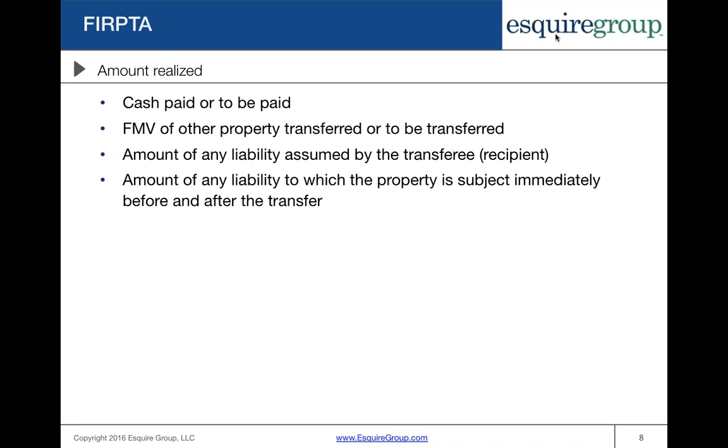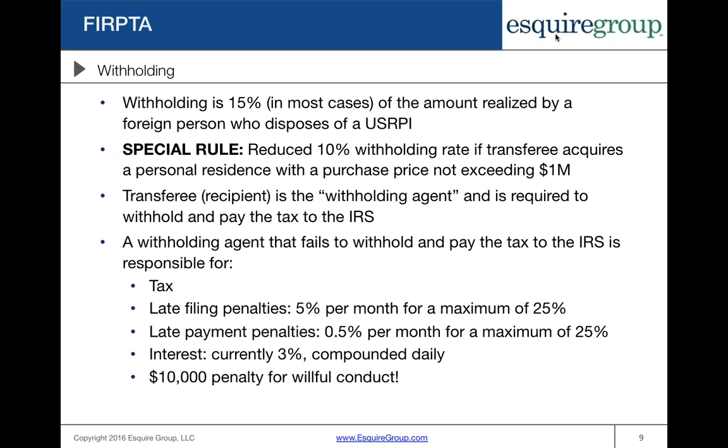Also, the amount realized can include a liability. So let's say, for example, you had a foreign person that owned a piece of property worth $200,000, and there was a loan on that property that was $200,000, so there's essentially no equity, and somebody agreed to take over that loan. Because the foreign person is being relieved of a debt, that's the amount realized, because somebody else is now going to be responsible for that.